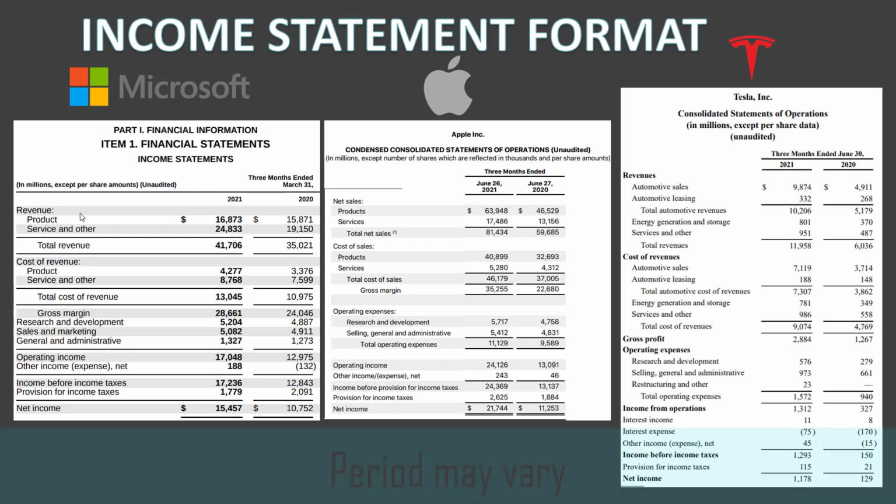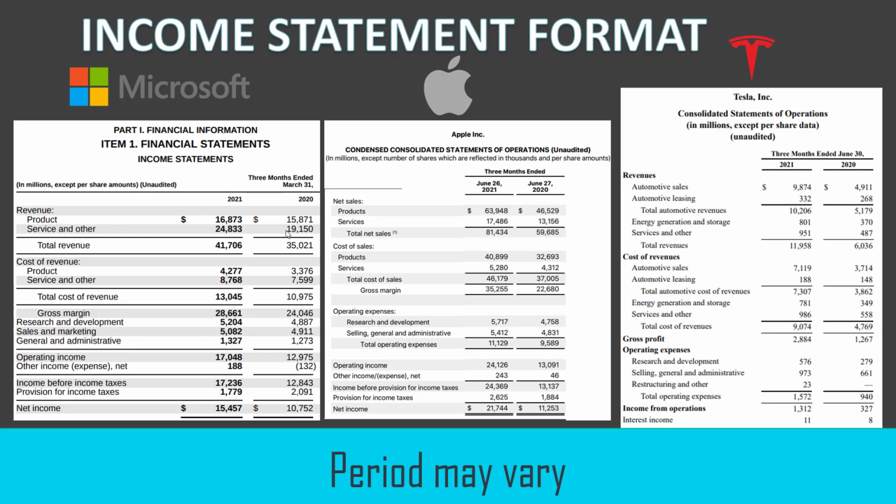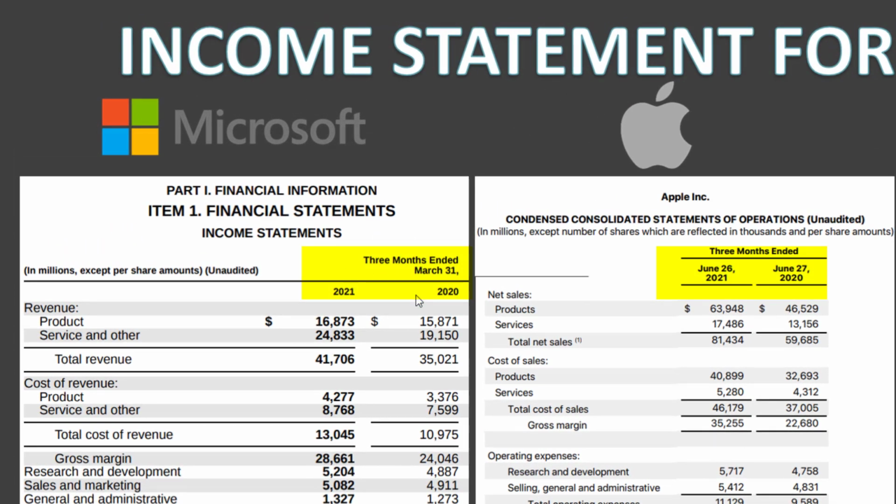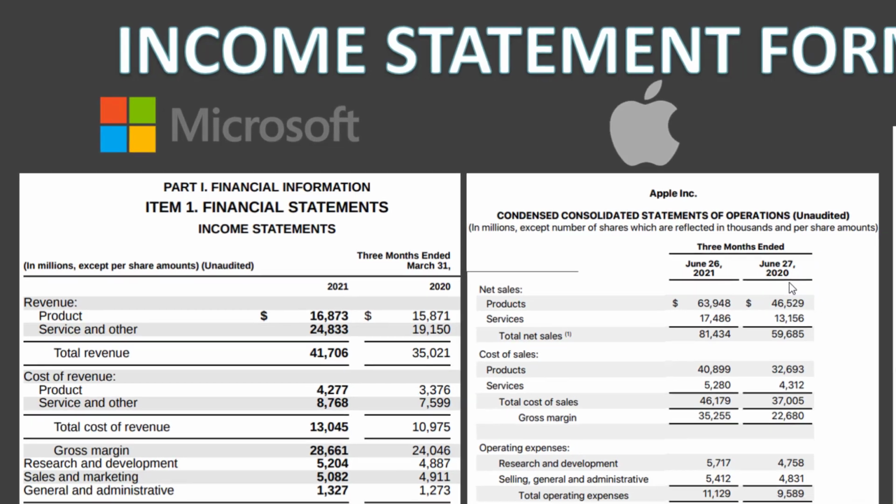The period may also vary. Here we are looking at quarterly statements. There can also be annual statements as well. Typically in these statements, you will see the previous period or multiple previous periods compared for reference. So here Microsoft is comparing with 3 months ending in March 31st, 2020. Here is the comparison to 2021. And similarly, Apple is comparing 3 months ending in June 26, 2021 with June of 2020. So this is how typically the periods are compared.